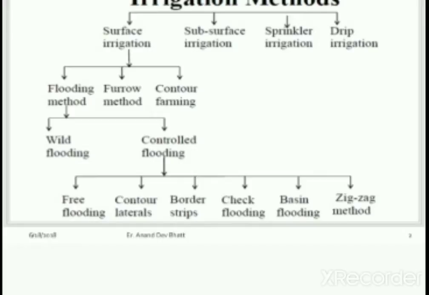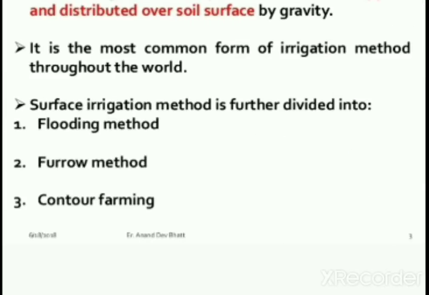The flooding method is divided into wild flooding and controlled flooding. Controlled flooding includes free flooding, contour laterals, border strip, check flooding, basin flooding, and zigzag flooding. Surface irrigation is the irrigation technique in which water is applied and distributed over the soil surface by gravity. It is the most common form of irrigation method throughout the world.